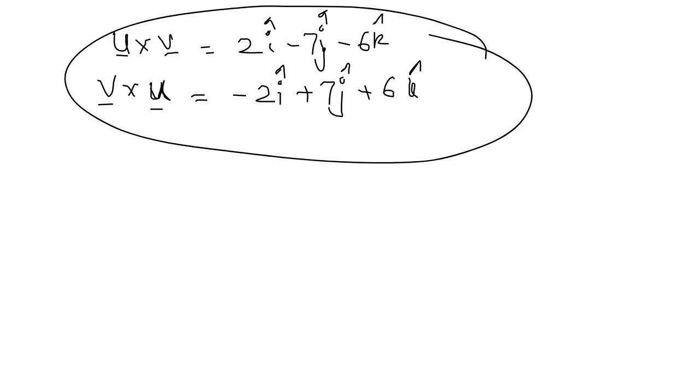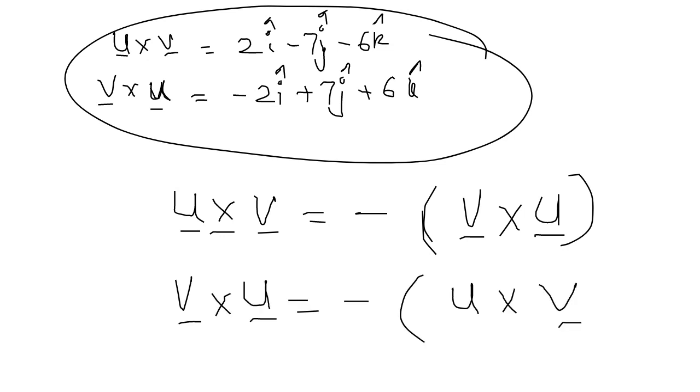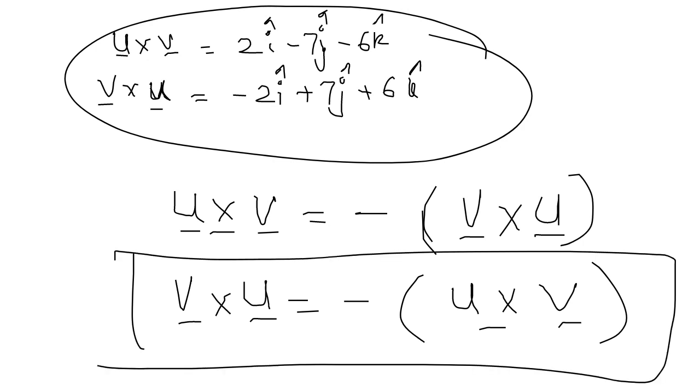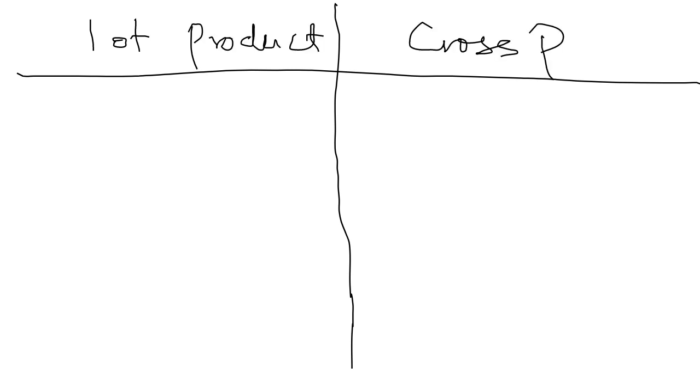So it means the relation is that u cross v is equal to negative times v cross u. Or you can say v cross u is equal to negative times u cross v. Okay, so it is the negative of the other vector. So what is the difference between the dot product and the cross product? This is the dot product, and this is the cross product.